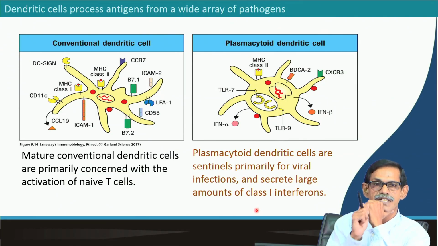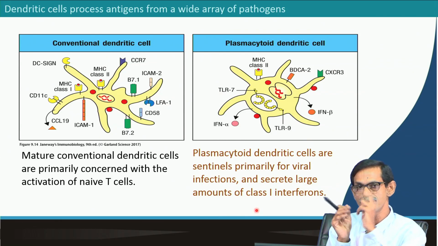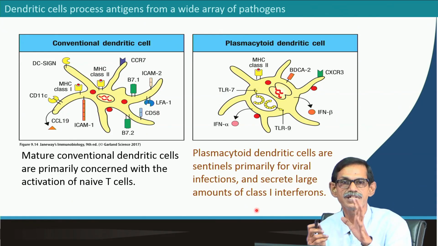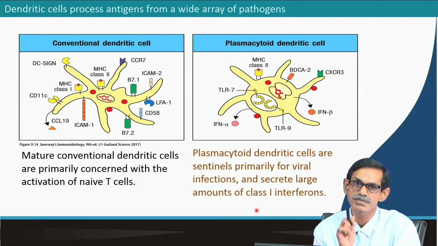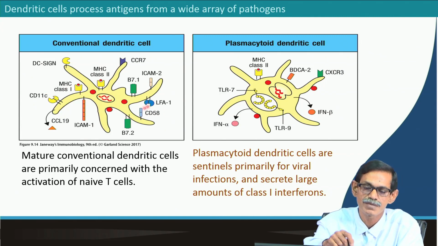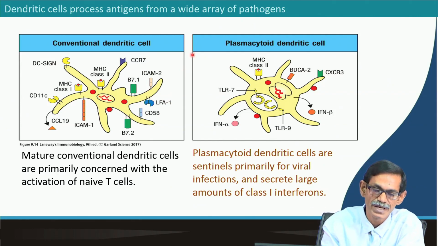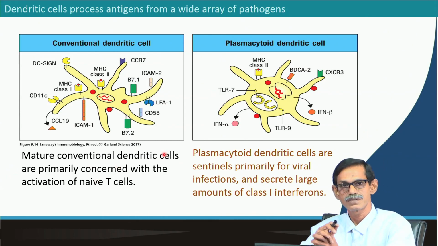There are dendritic cells, I just told you that they are very important, but they have two distinct functions. One is conventional dendritic cells. Conventional dendritic cells are almost everywhere, and their major job is that they express MHC1, MHC2 and a variety of proteins, and then integrin and other things, and they release CCL19. So, this one is mostly responsible for activation of the naive T cell in the lymph node.